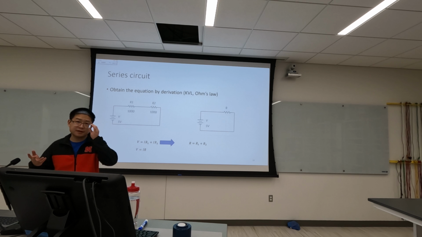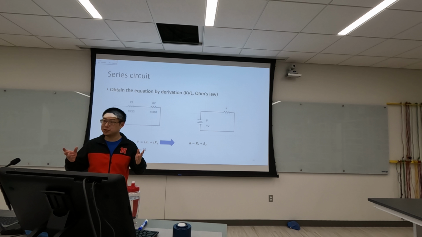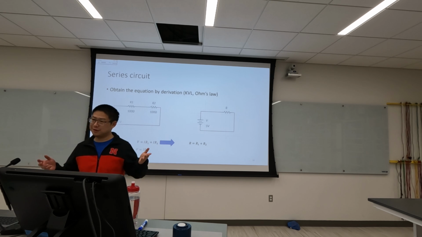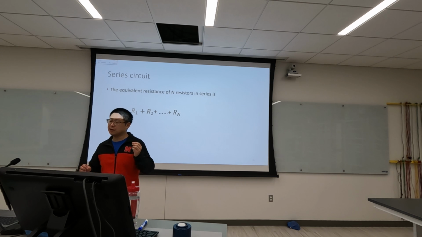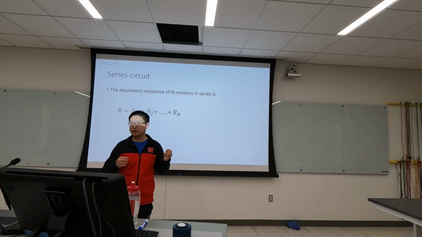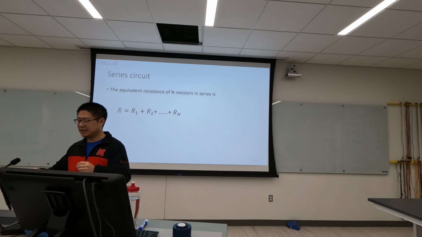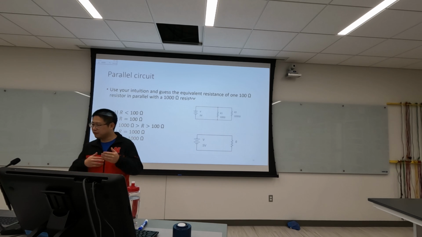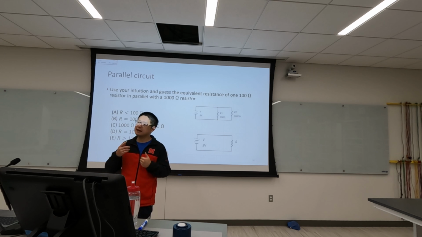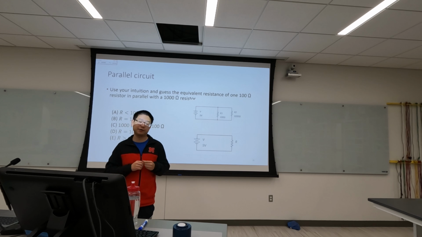Here we only have two resistors, and this relationship can be extended to include multiple resistors. If we have n resistors in series, the equivalent resistance equals the summation of all individual resistances. Next, we finish the series circuit. Next, we will introduce the equivalent resistance for parallel circuit.